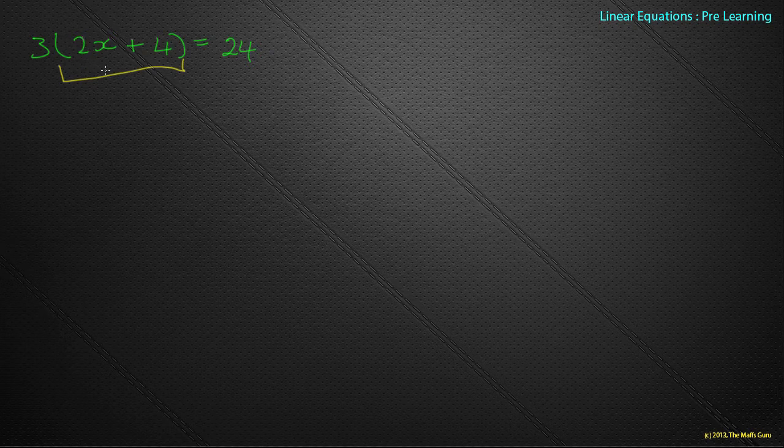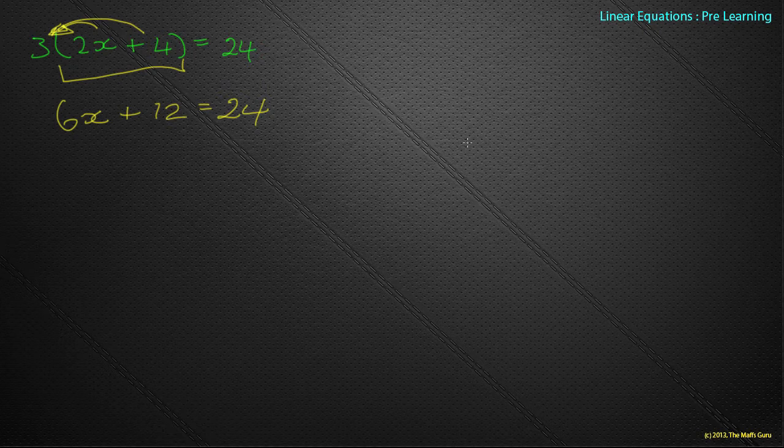So, to get out of the brackets, they have to kiss. So the 2x has to kiss the 3, and the +4 also has to kiss the 3. Well, when it kisses, it just means it's multiplied. So 3 lots of 2x is equal to 6x, and 3 times by +4 is +12, and that's equal to 24. So, interestingly, my brackets have now gone.